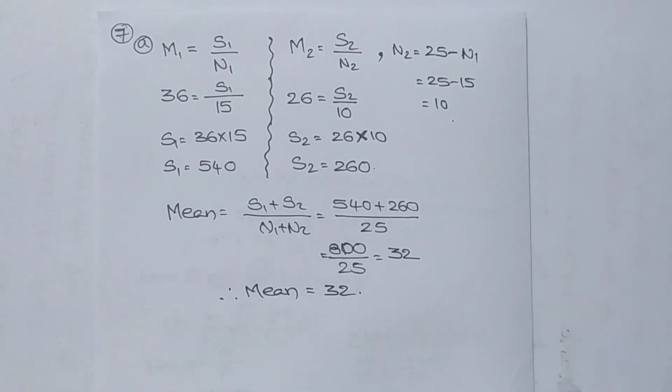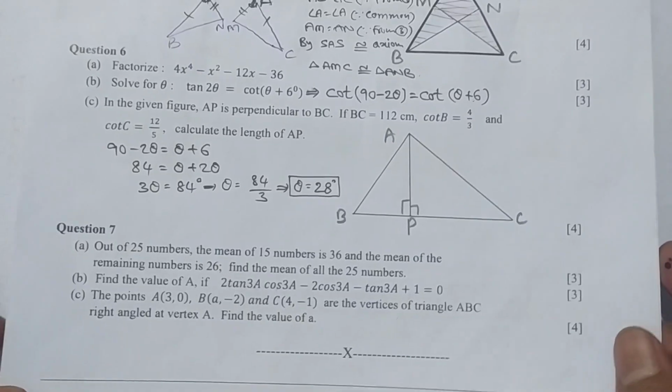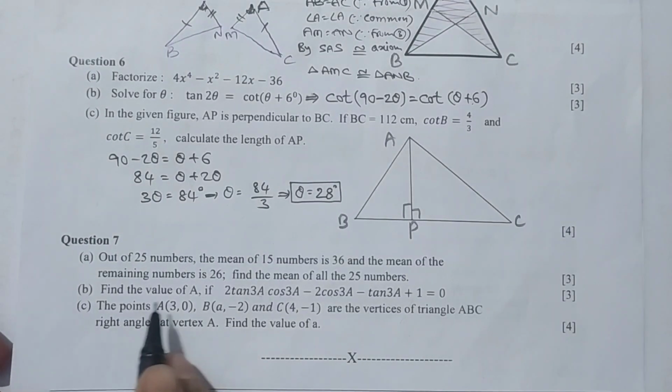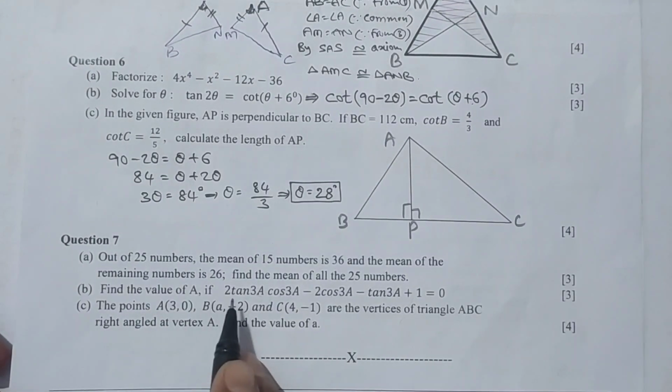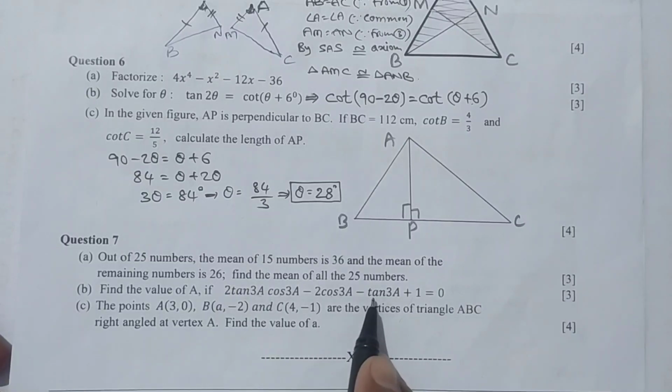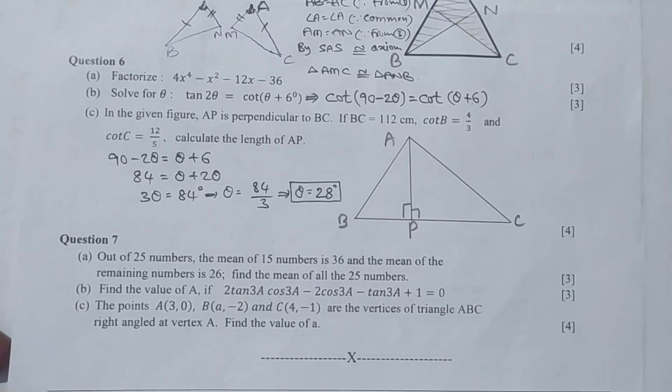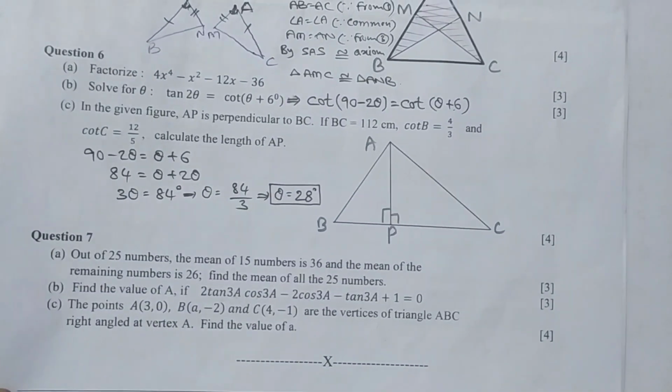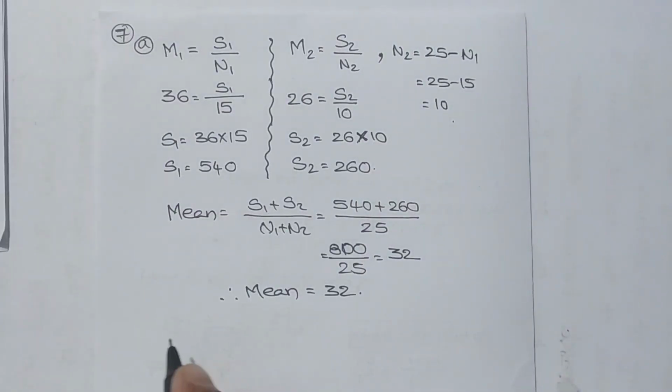So with this A bit gets completed. Now we see 7th problem, B bit. See the question. Find the value of A if 2 tan 3A into cos 3A minus 2 cos 3A minus tan 3A plus 1 is 0. So let us solve it on a separate sheet. So here I am copying the question.